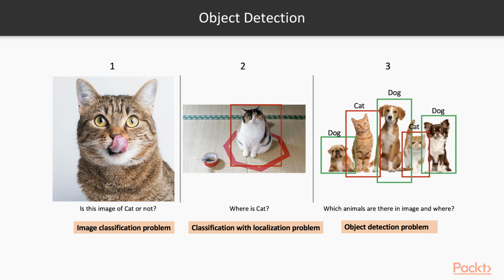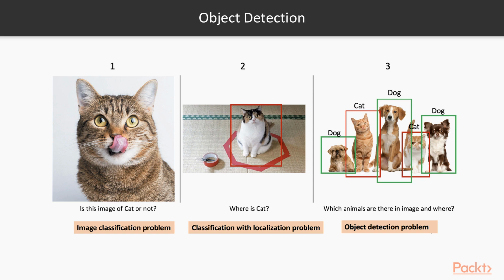But what if there are multiple objects in the image, like in the third image shown here, and we want to detect all of the objects? That would be an object detection and localization problem. So not only should you be detecting one object, but you have to be detecting all the objects in the image and put a bounding box around all of them.